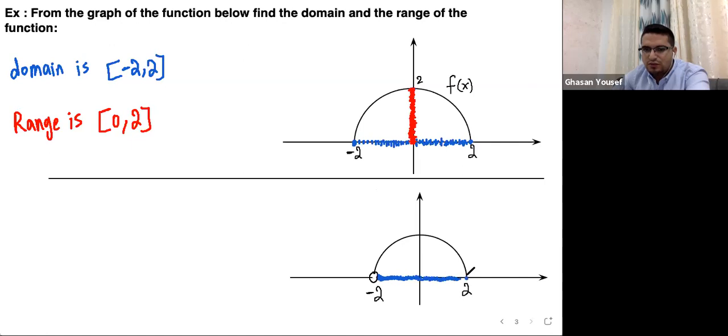And also at 2 exactly. What is the value at 2? It is 0. So it will be an open circle at -2, and at 2 the value is 0. The 2 is included because the value at 2 is 0.